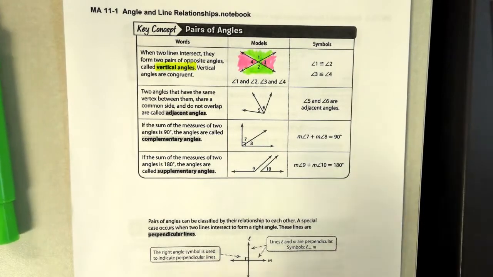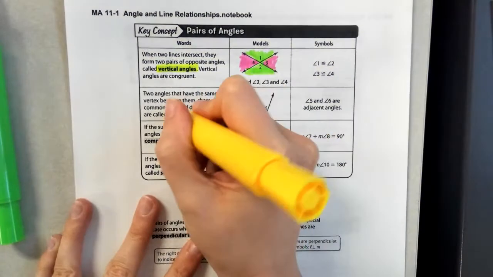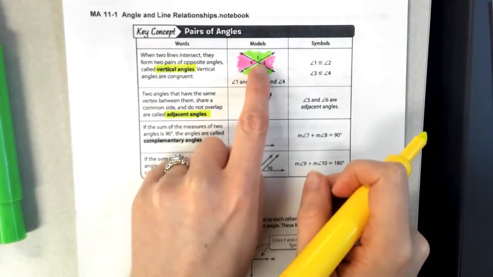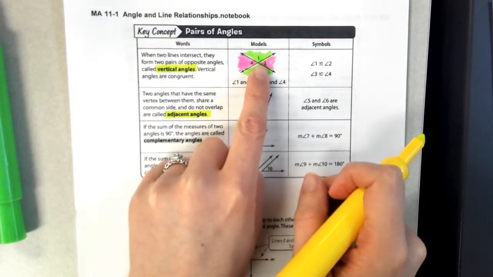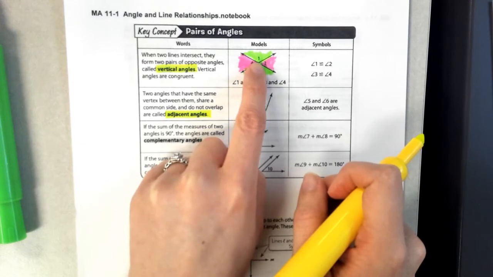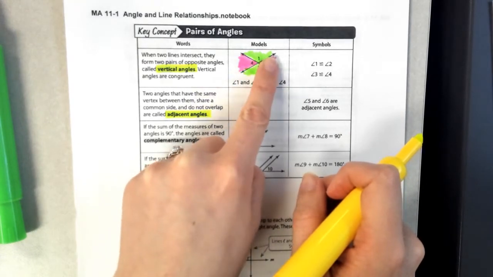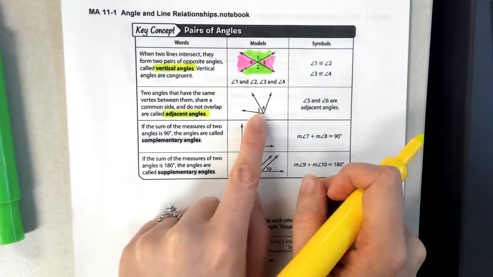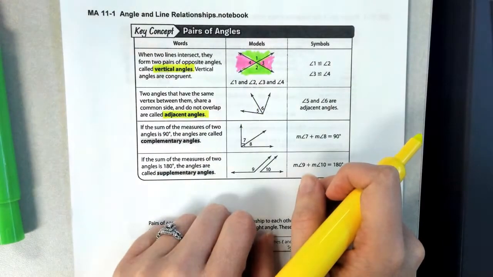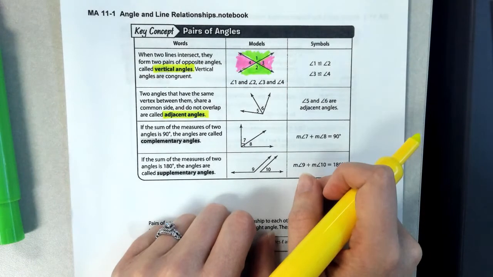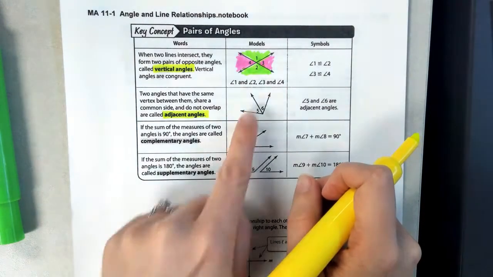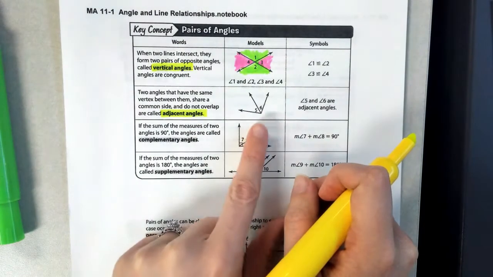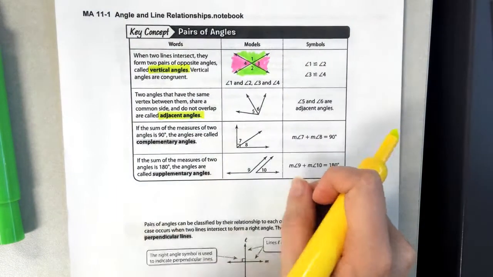The next one says, two angles that have the same vertex between them, share a common side, and do not overlap are called adjacent. So in our first example, angle 1 and angle 3 are adjacent to each other. They share a vertex, they share a common side, and they do not overlap. Here 5 and 6 are adjacent. Adjacent angles don't tell us anything about the angle measure. It's not like vertical where they're equal to each other. It just means that they're next to each other.